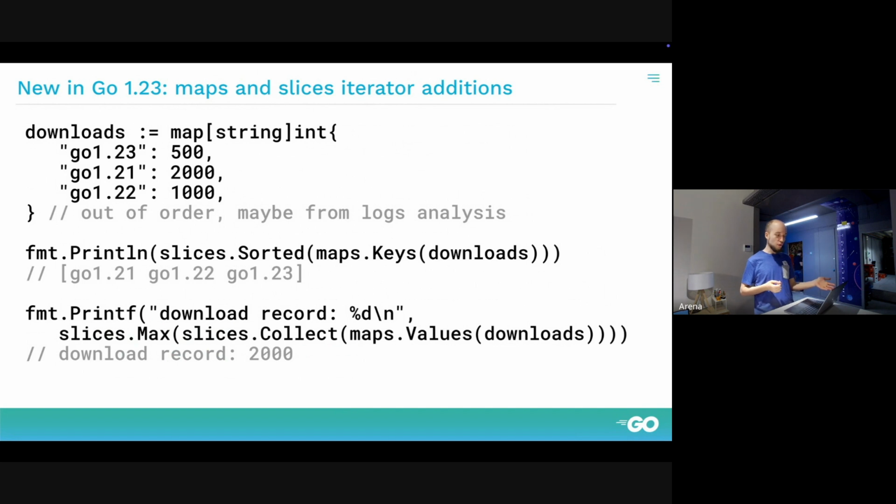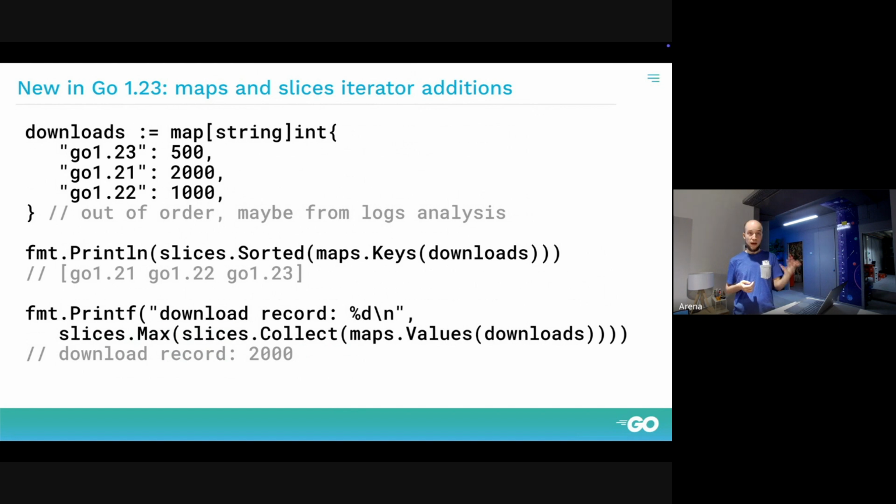So how do we get them in order? Well, the nice new way of doing it is we call maps.keys, which returns an iterator, and then we have slices.sorted, which takes an iterator, collects all of the elements, sorts them, and then returns them. So the output here would be go 1.21, 1.22, 1.23, right? All of the keys, but in sorted order.